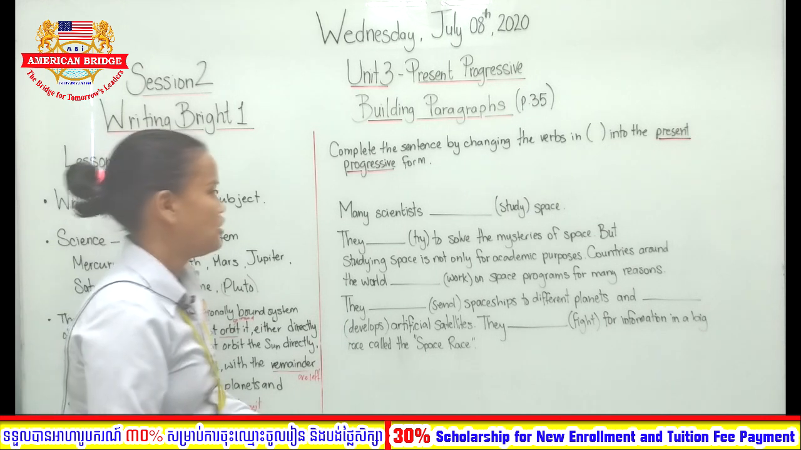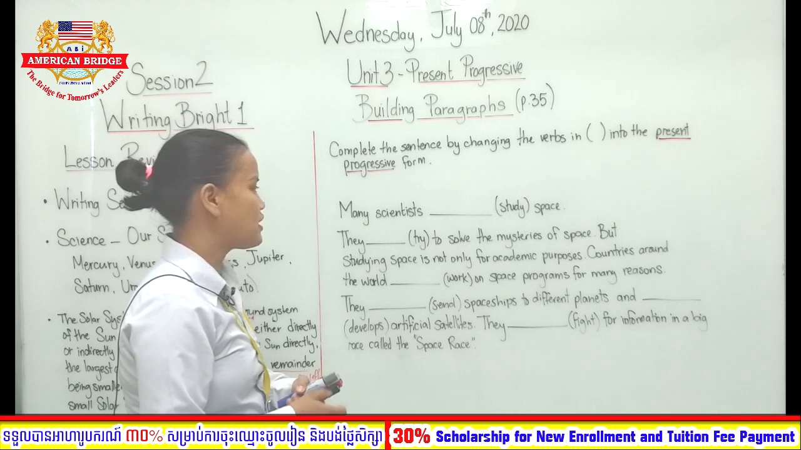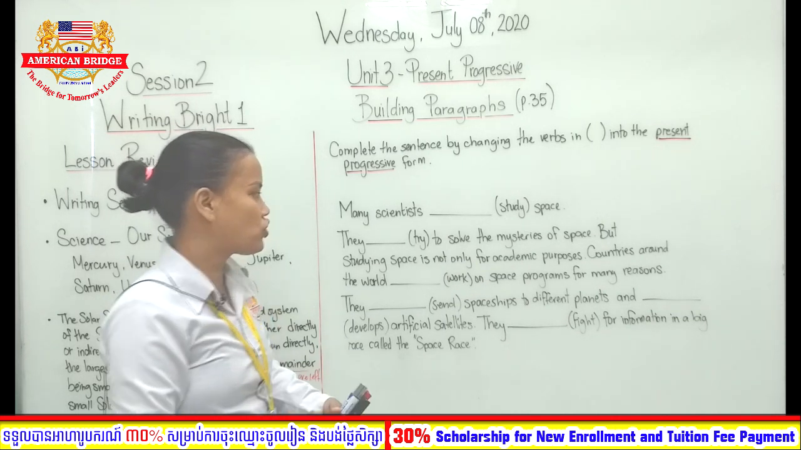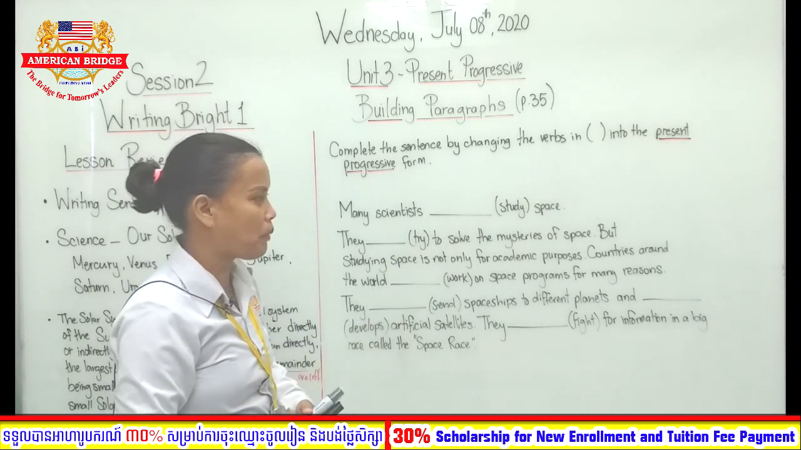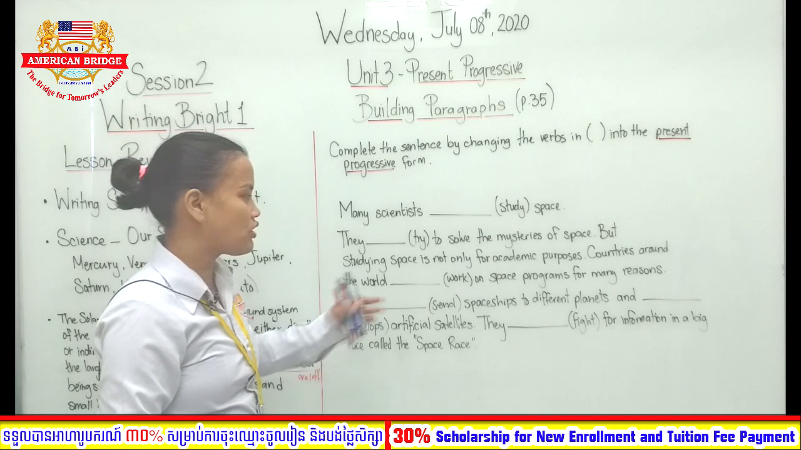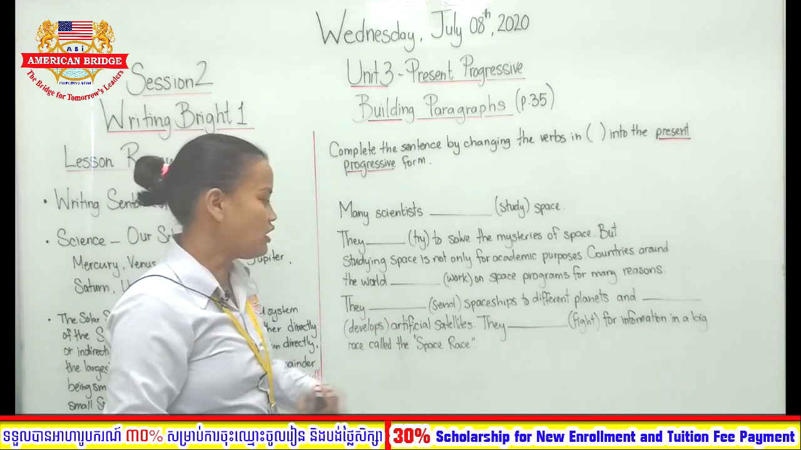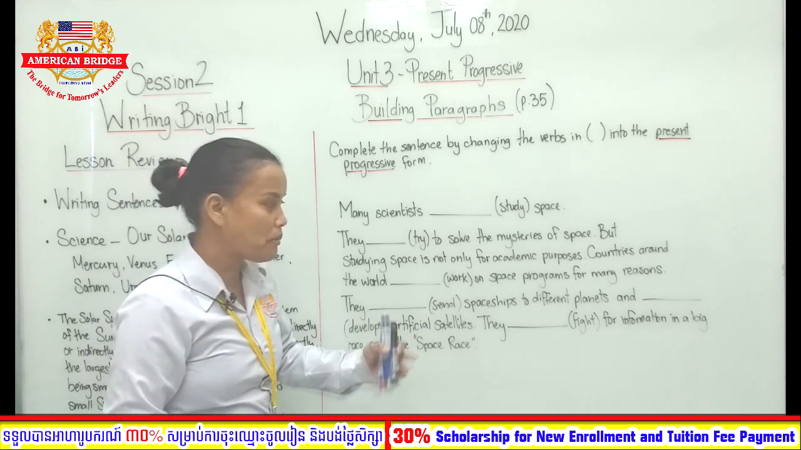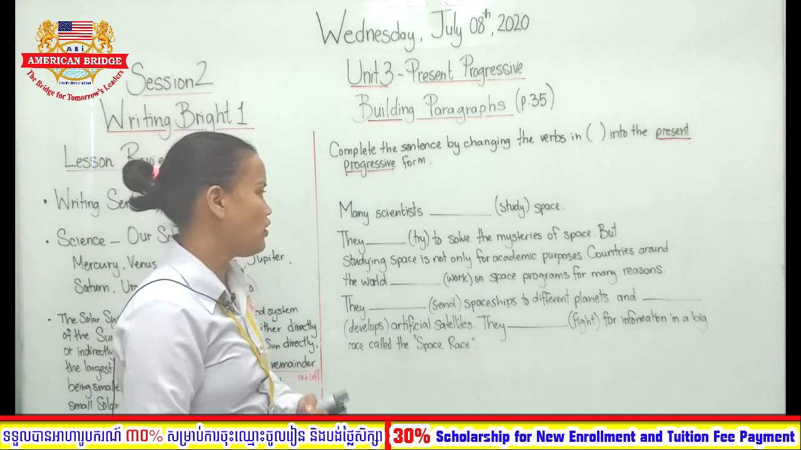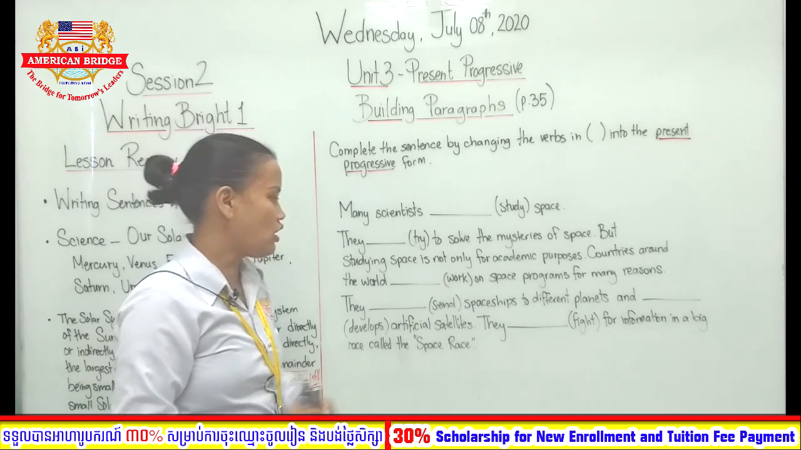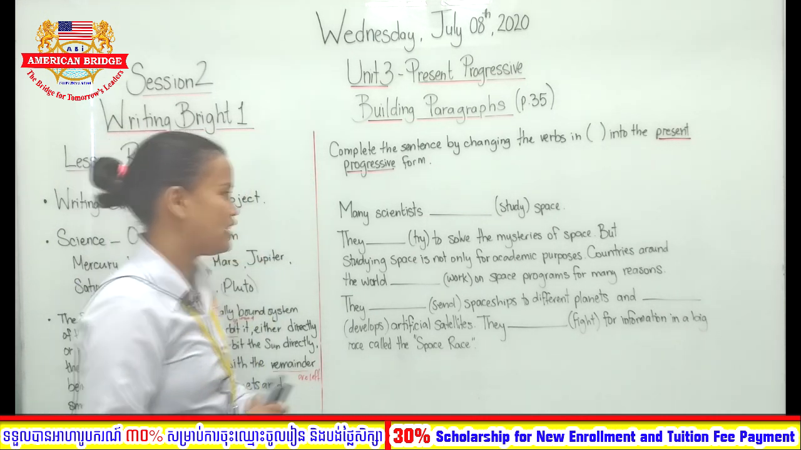Okay, so let's read it together before we complete the blanks. Many scientists to solve the mysteries of space, but studying space is not only for academic purposes. Countries around the world on space programs for many reasons. They spaceships to different planets and artificial satellites. For information, it's a big race called the space race. Now the words in brackets are study, try, work, send, fight. All right? So many scientists, what?